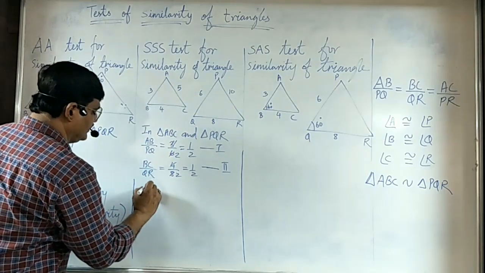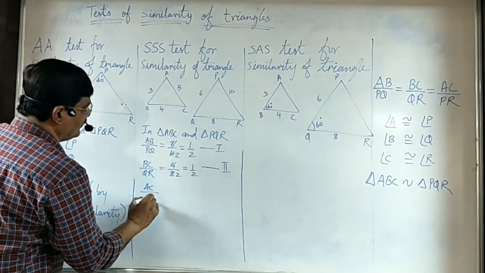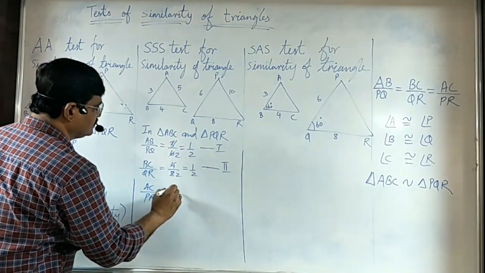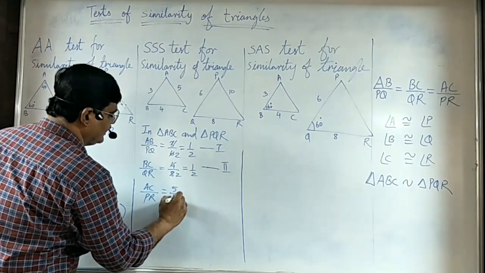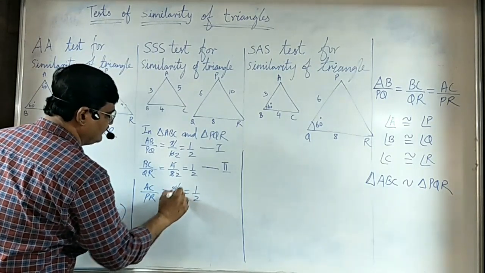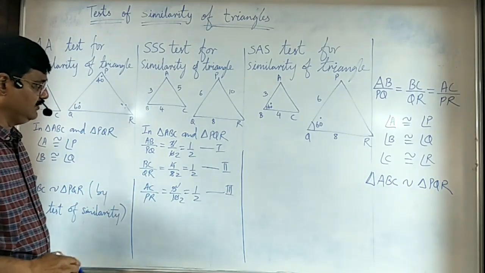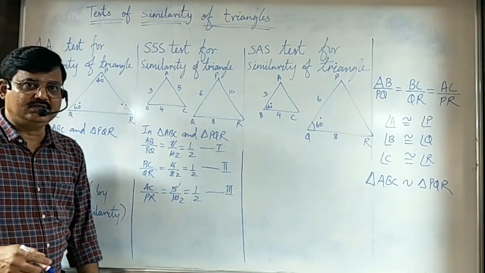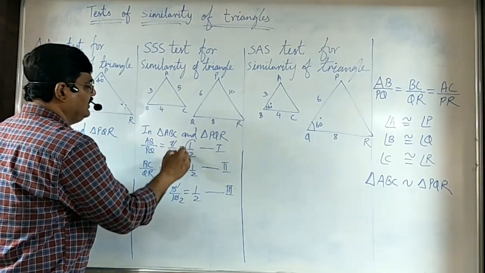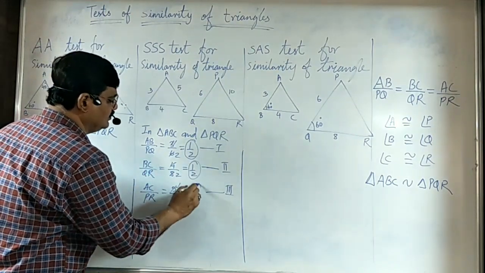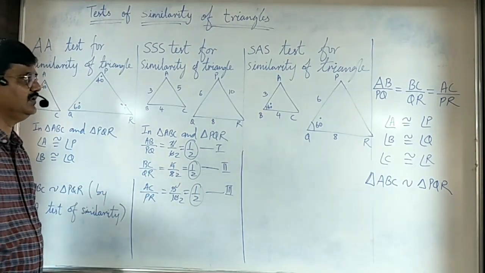And the third ratio is AC upon PR. AC upon PR is equal to 5 by 10, again 5 ones are 5, 5 twos are 10, so you get 1 by 2. So here you can see that all the three ratios are equal: 1 by 2, 1 by 2, 1 by 2.